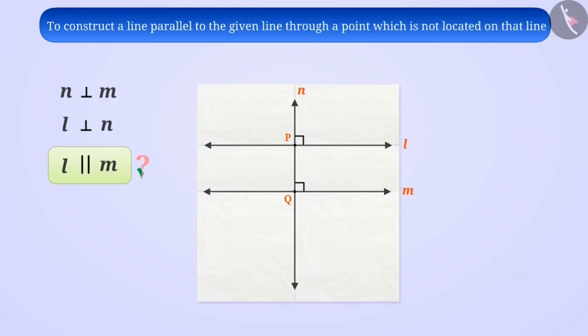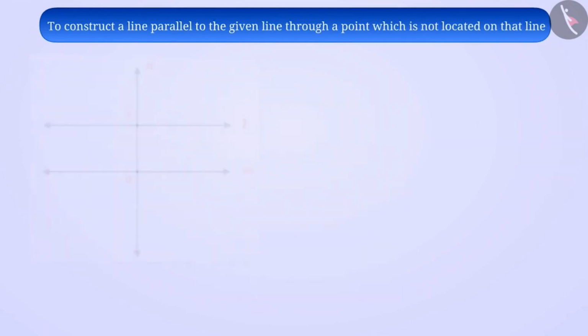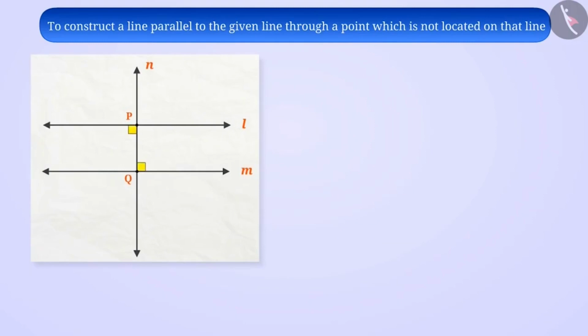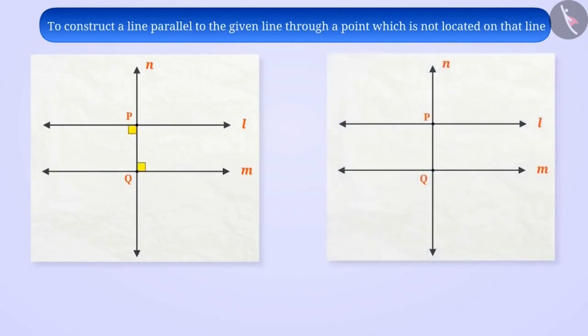You are absolutely right. Since both lines are perpendicular to the same line, it means their corresponding angles, angle Q and angle P, are equal in measure, that is 90 degree. Since the corresponding angles are equal, we can say that the lines L and M are parallel. Can you verify that L is parallel to M by looking at their alternate interior angles or interior angles on the same side of the transversal? Try yourself.